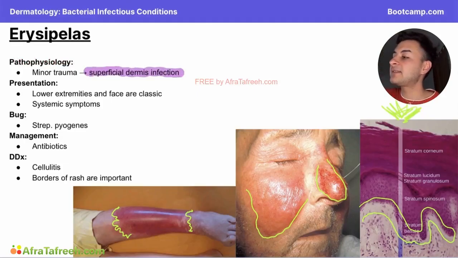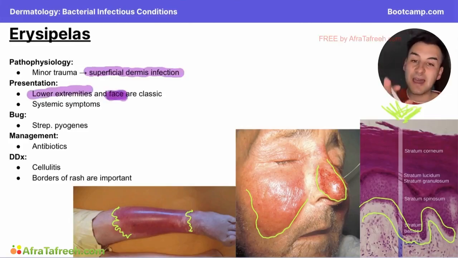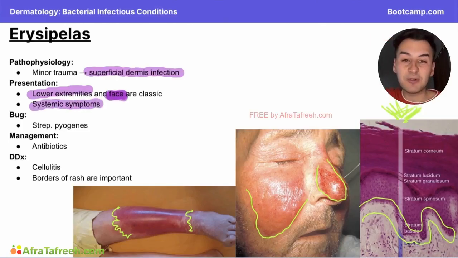Just like in cellulitis, the lower extremities are common, but also here, the face is going to be super common. So if you see someone with a face like this, that is really going to be highlighting for you erysipelas, especially if we note systemic symptoms, like fever, tachycardia. Those are also going to be a helpful hint that this is an erysipelas infection, as opposed to maybe a malar rash from like lupus or rosacea.